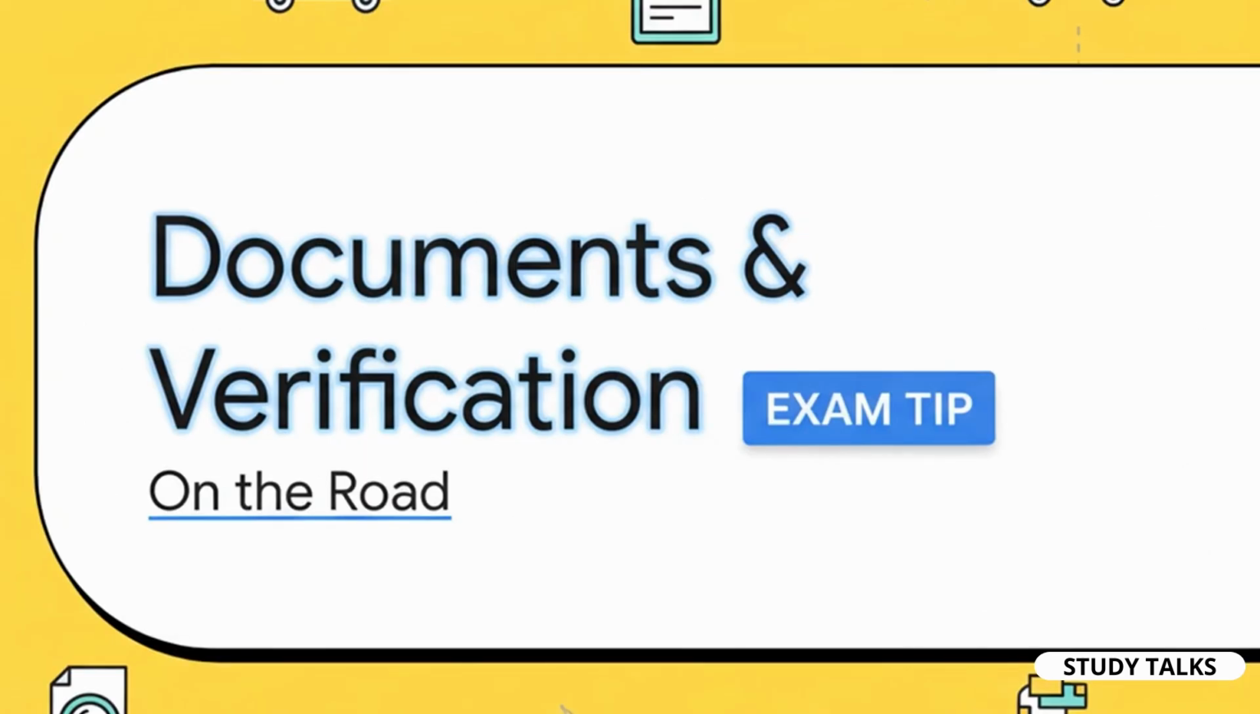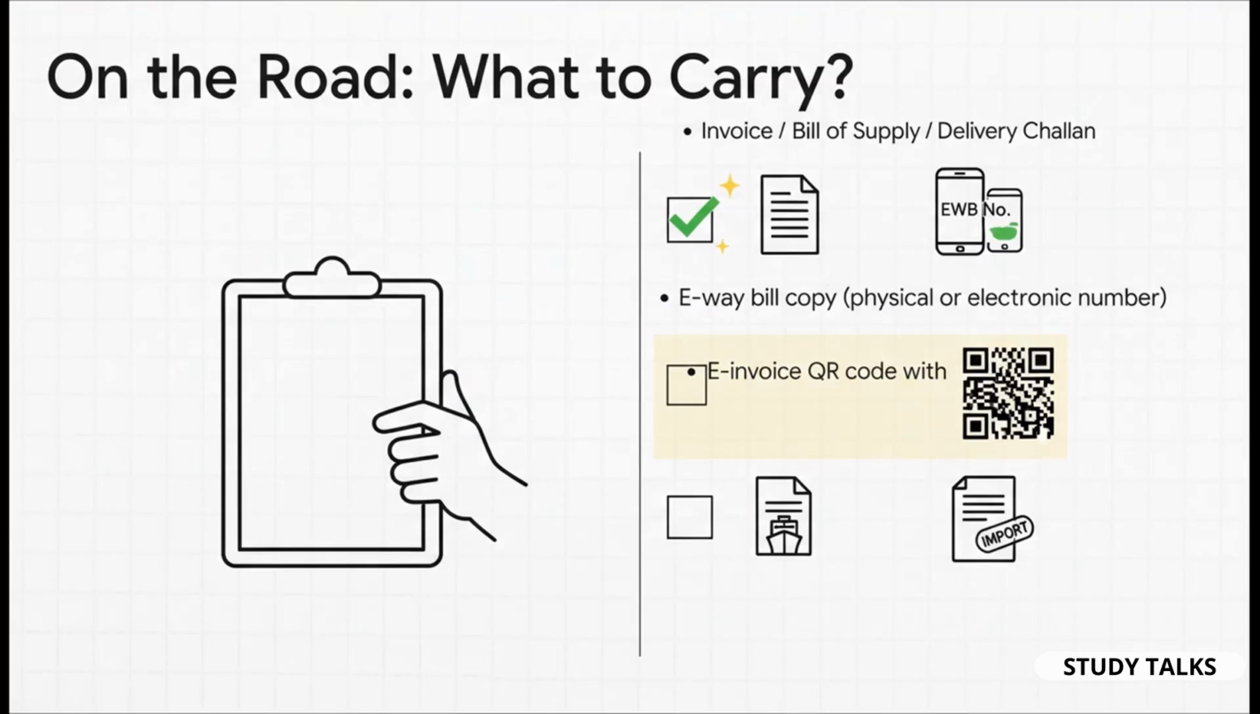Let's talk about what happens on the road. You've generated the bill, the goods are in the truck. Now what? Let's look at what the driver actually needs to carry and what the inspection process looks like. The good news is, the law is pretty flexible here. The person driving the vehicle needs to carry two main things. First, the basic document for the transaction, so the invoice, or a bill of supply, or a delivery challan. Second, a copy of the e-way bill itself.